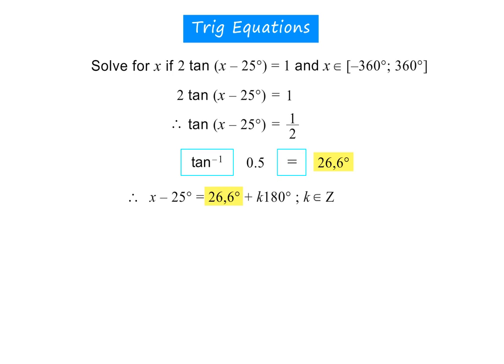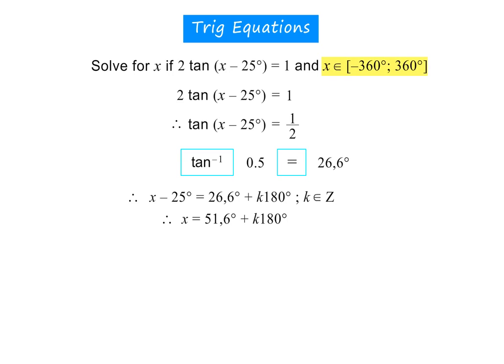The general solution is therefore x minus 25 degrees equals 26,6 degrees plus k 180 degrees, where k is an element of the integers. Again, note it is very important that you write down the angle given in the original question in this step. We then solve for x by adding 25 degrees to both sides. Please note, k 180 degrees is not affected in this step.